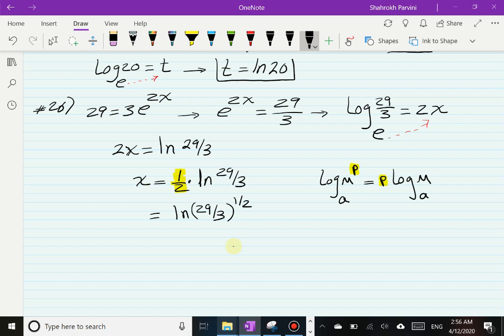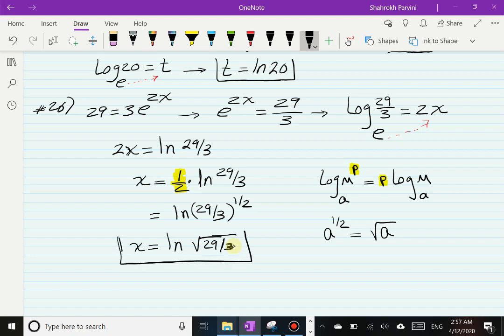And another property we have is, anytime we have a to 1/2, we can write that as a square root of a, can't we? We did that in chapter 10. So all said and done, this is natural log of a square root of 29/3. Again, this is probably overkill. But anyway, that's the exact answer to this exponential equation. Again, I didn't assign this or anything like this one, but I thought some of you may be interested in how these are done.